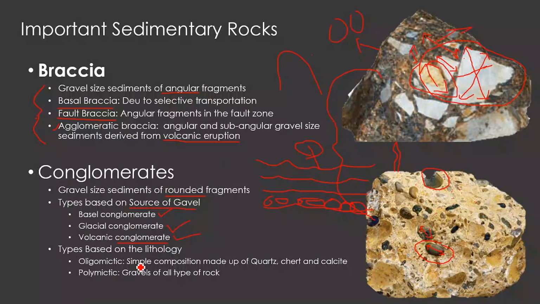Based on the type, they are also classified as oligomictic or polymictic. Oligomictic has a simple composition made up of quartz, chert and calcite, and polymictic has a number of different varieties of sediments within it. It is a mixture of so many things. So this is the first group of rocks, formed by large particles of more than 2 millimeter. We classify it into two categories: breccia and conglomerate.